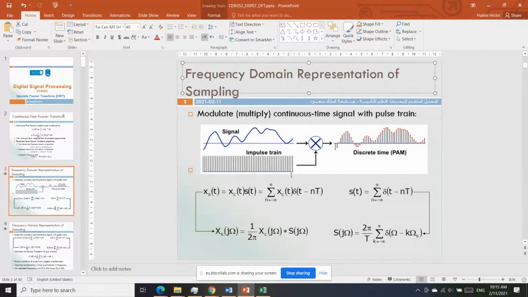We studied the impulse, this vertical bar is an impulse. So to sample means that you take the signal and multiply it with an impulse train, a bunch of impulses. That's what sampling is. Mathematically, you have a continuous signal x(t) multiplied with the impulse train s(t), that is the sum from minus infinity to infinity of x(t) multiplied by shifted values of delta, an impulse train of shifted impulses.